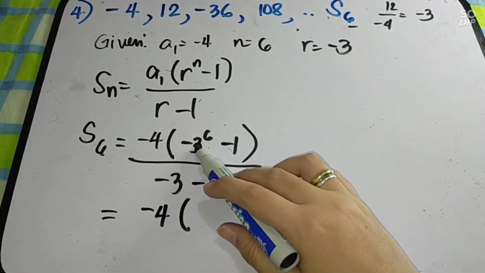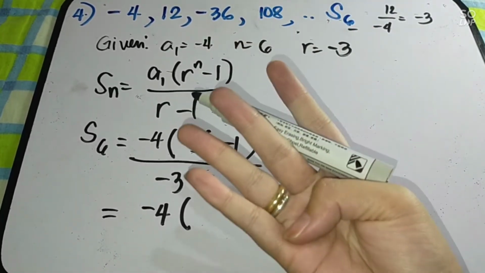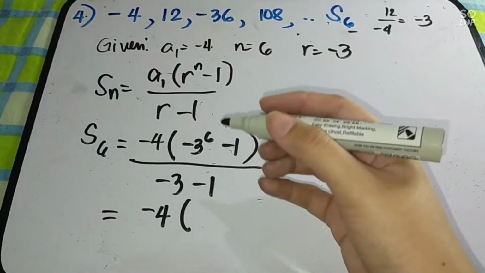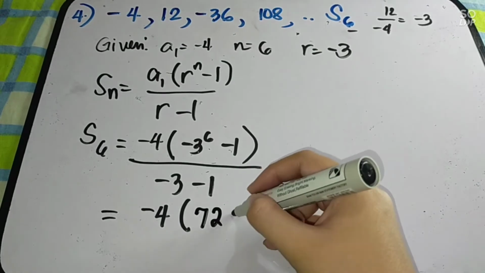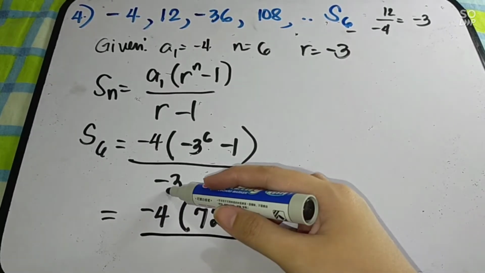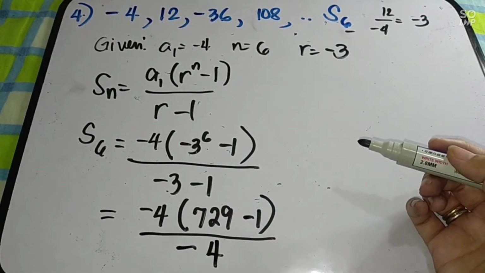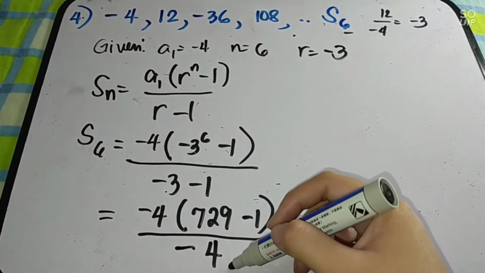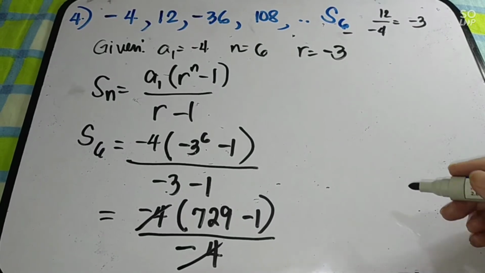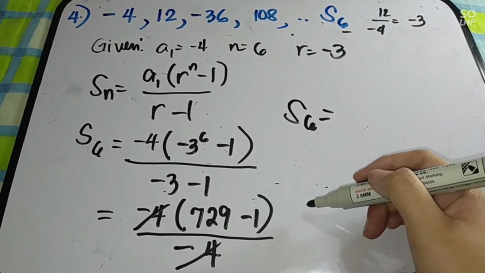Ayan. Then, afterwards, we have here negative 4 times negative 3 raised to 6. So, meaning, negative 3 times negative 3 times negative 3 times negative 3 times negative 3 times negative 3. So, magiging sagot dun is positive 729. Then, minus 1. Then, over this one, negative 3 minus 1, that is negative 4. Alright? So, etong dalawang negative 4 na yan, pwede na makancel yan. Magiging positive 1 na lang yan. So, therefore, ang S sub 6 mo is equal to 729 minus 1.